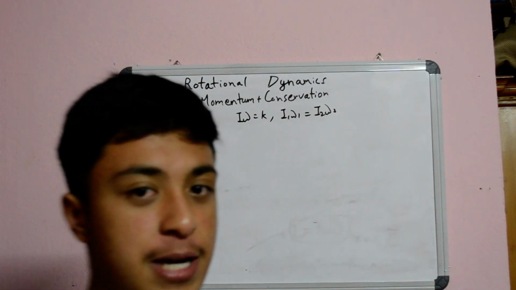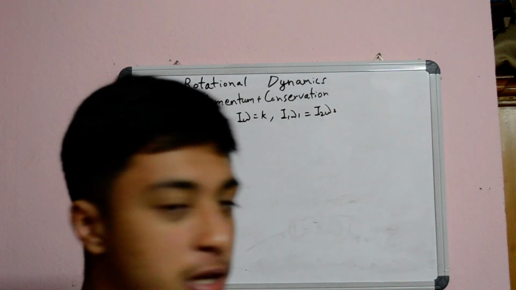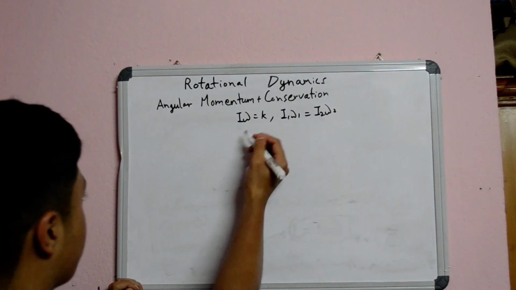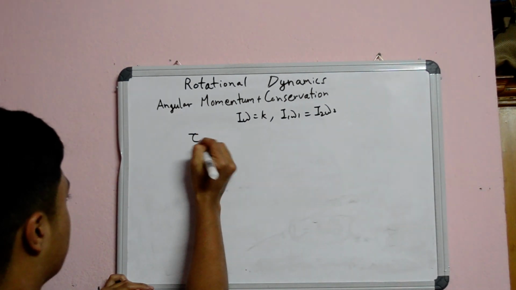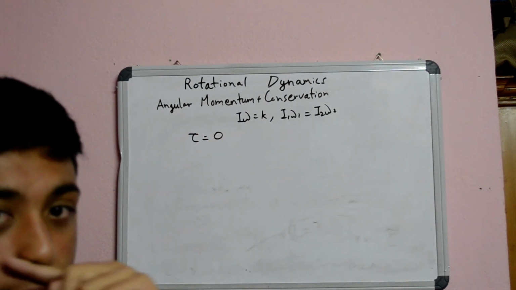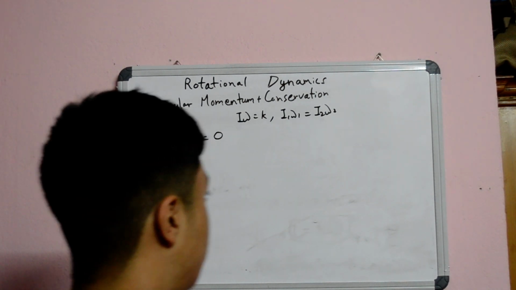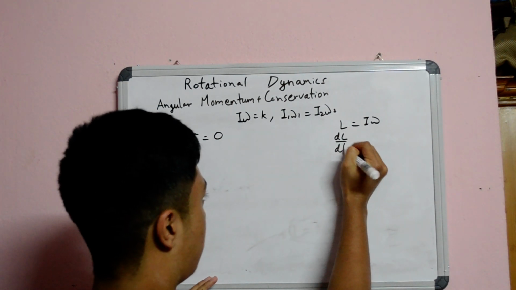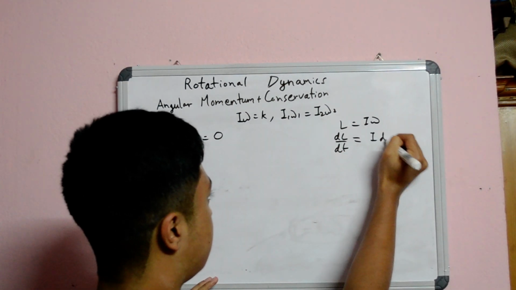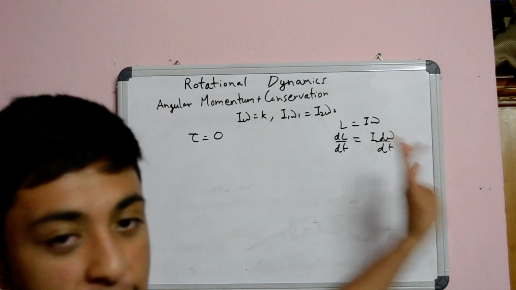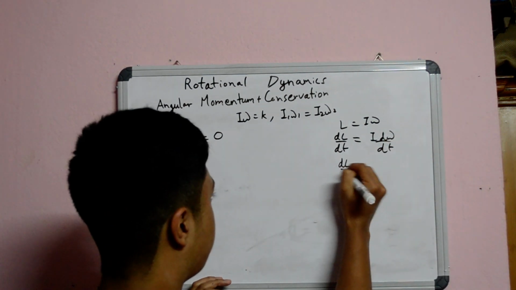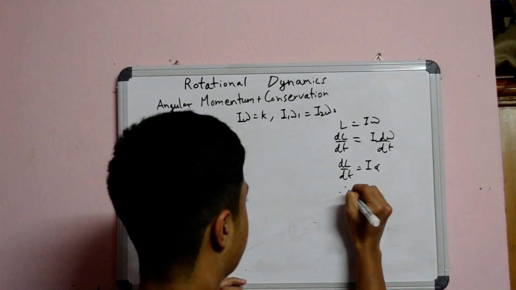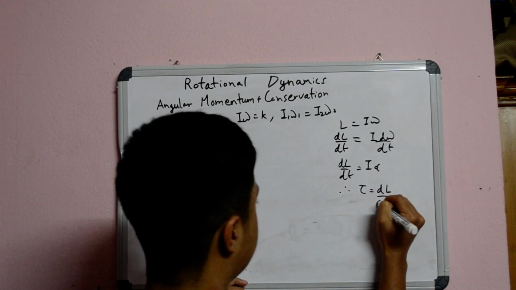Now this is a very important chapter as it will come in very many conceptual questions, and it is actually very interesting as well. According to the statement, no external torque is applied, so tau is equal to 0. Now here I forgot to prove one part. We have L equals I omega. If we take the rate of change of angular momentum, we get I d omega by dt, as I is constant, giving us dL by dt equals I alpha, and we know I alpha is just tau. Therefore tau is equal to dL by dt.